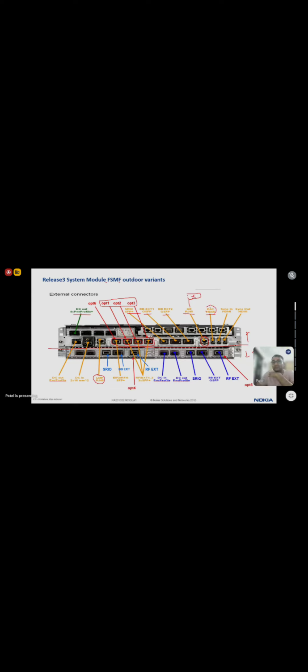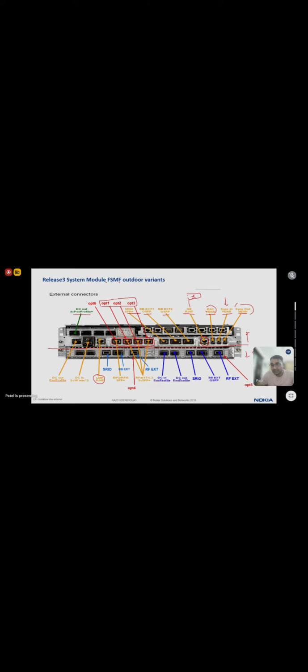Okay, this is our external alarm control port, and this is our sync in and sync out. Of sync in, sync out, we have two ports. Sync in is to provide sync to this particular FSMF. If you have another site at the same location, we have the option to take sync out from this port and give sync in to the second FSMF. So we have the sync output port here also. Okay, so these are the ports.